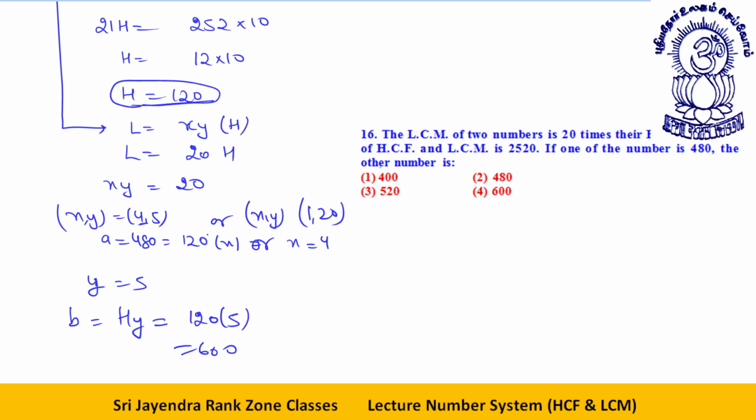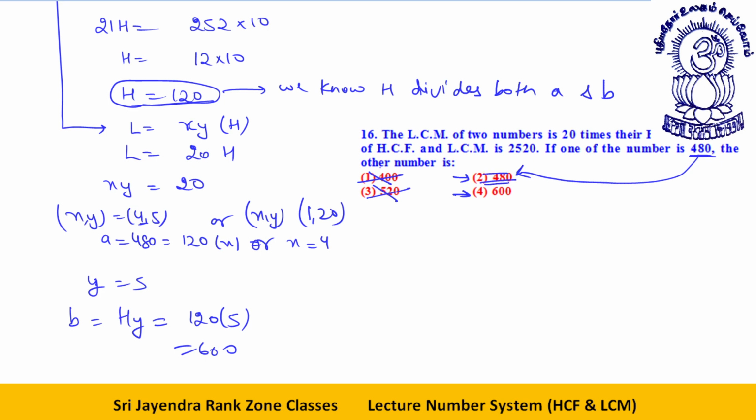This is one way. The other, better way could have been this: HCF is 120. We know H divides both A and B. So if this is 120, it will divide whatever the option is. This is not divisible by 120. This is also not divisible by 120. Now among these two, both are divisible by 120, but we are already told 480 is one such number. So let's remove this also. You are only left with this option, 4 is your answer.